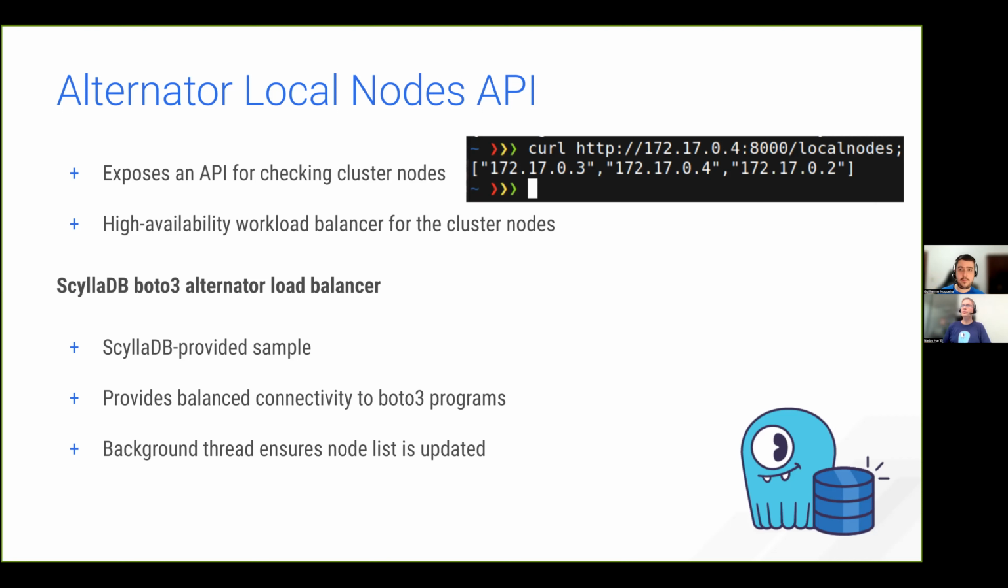It also expects the ports to be the same throughout all of them. So the port is not informed, but it is assumed that you configure all the nodes with the same access port. The ScyllaDB Alternator load balancer is provided as simple code, just intended to show you how you can balance connectivity using the Boto 3 program.